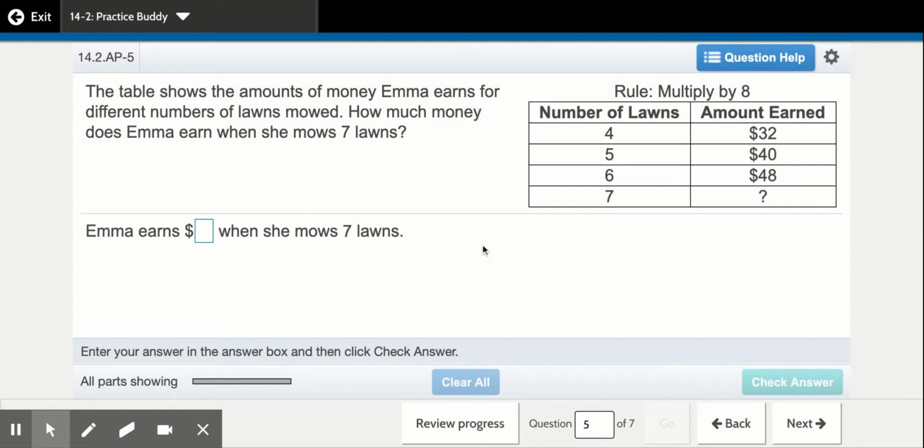Now, it's a word problem, but you're still using the table. So if the rule on top is to multiply times 8, 4 times 8 is $32, 5 times 8 is $40, 6 times 8, $48, 7 times 8 would go here, and that's how much money that Emma would earn if she mowed 7 lawns, $8 each.